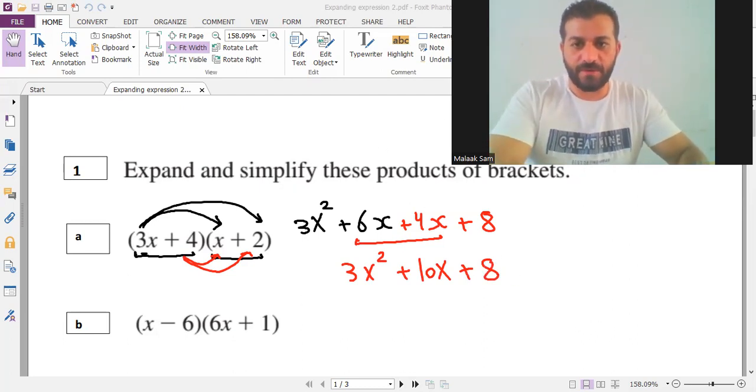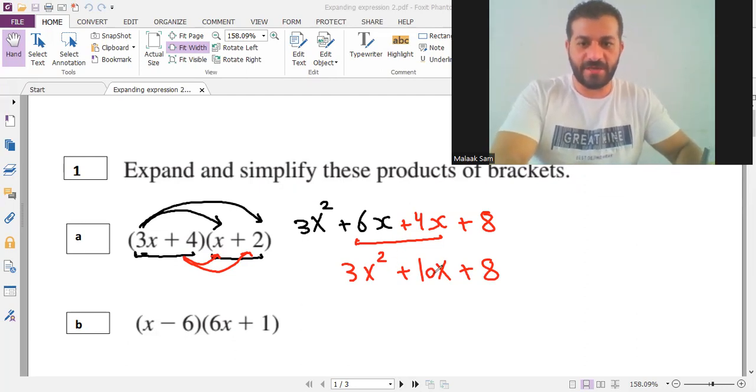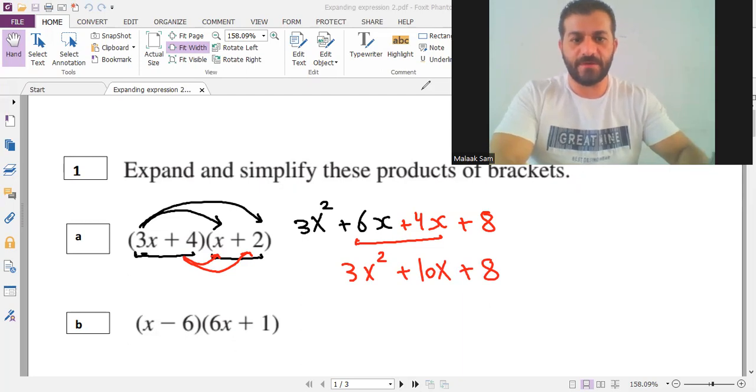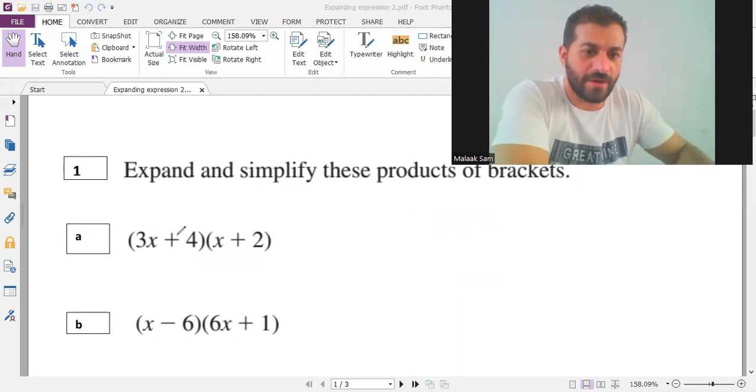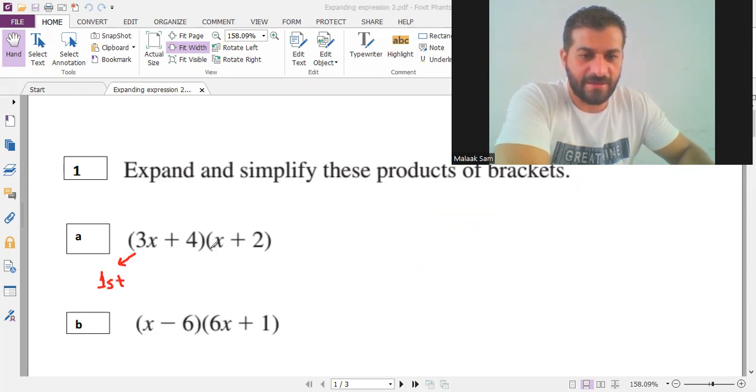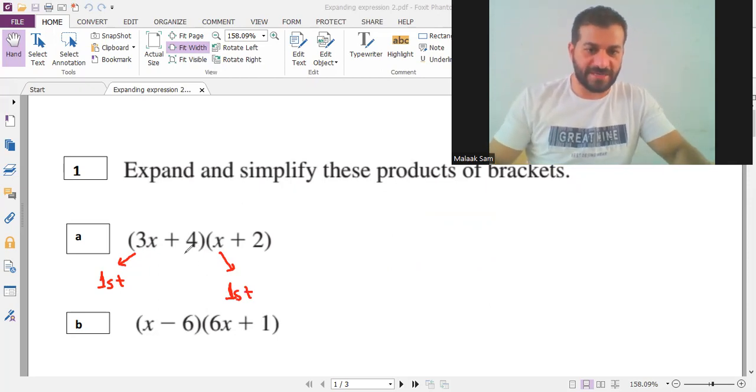So remember this expression, which is 3x squared plus 10x plus 8. Because you are going to follow another way in expanding. Multiply the first by the first. I have 3x, it's called the first. And in the second bracket, x is the first. And 4 is the second. And 2 is the second.